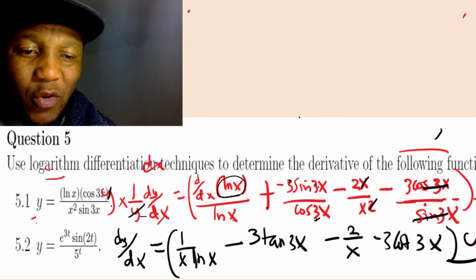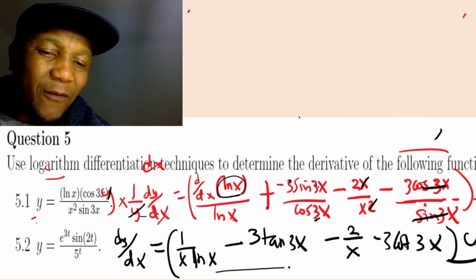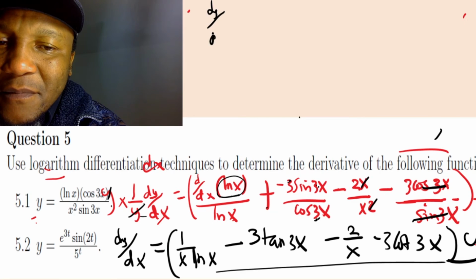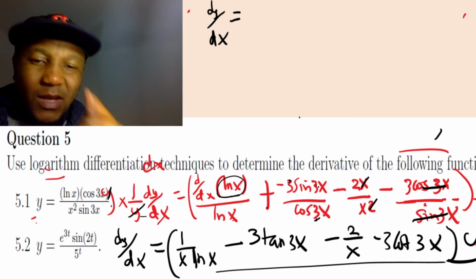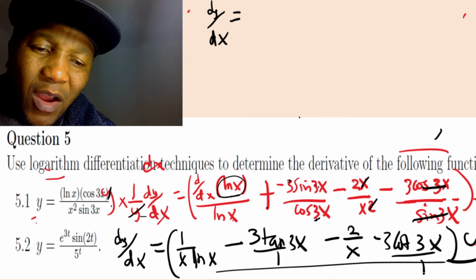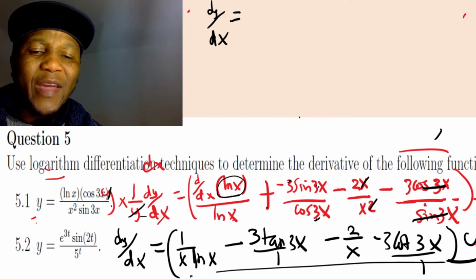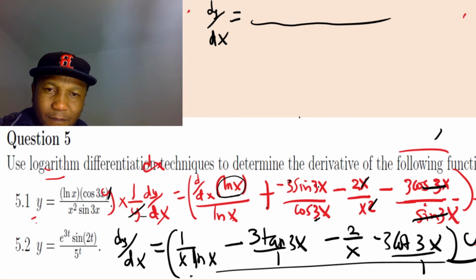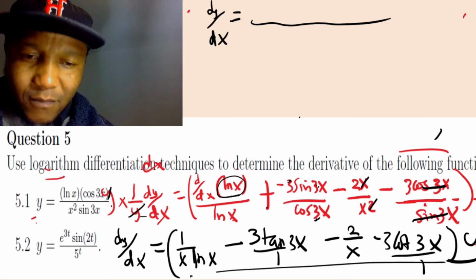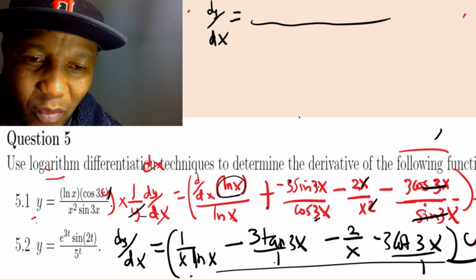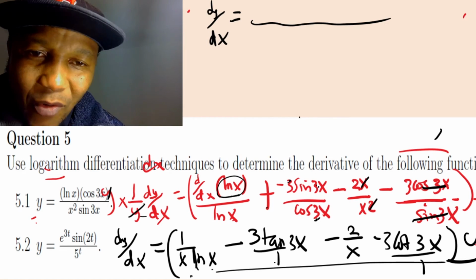Okay, so we know the value of y. Let's find the common denominator for all of this. So dy/dx equals. The common denominator of, okay, this is going to be over 1, and this is going to be over 1. So the common denominator of all of them is going to be x ln of x.